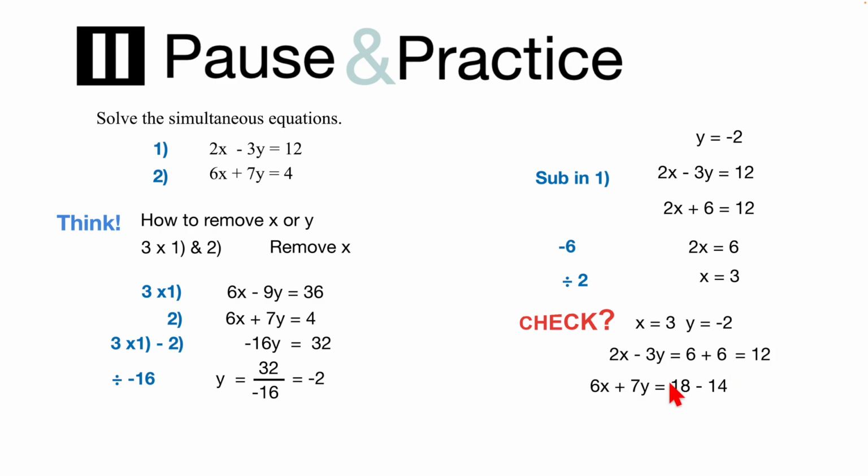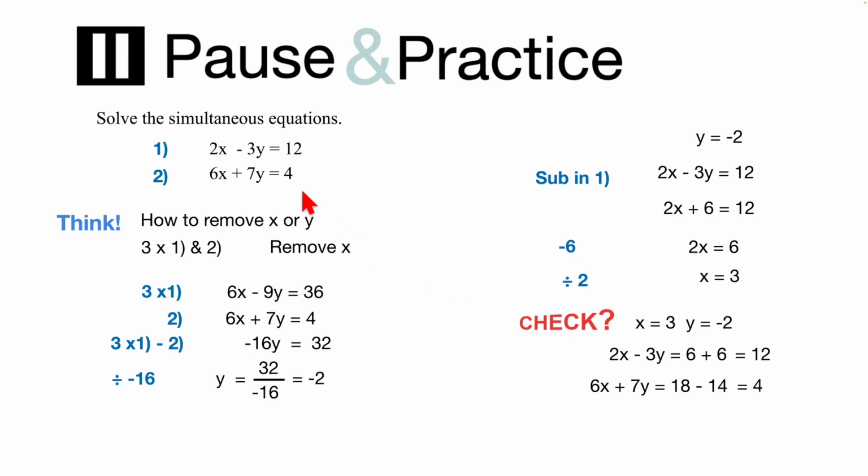Second equation, 6x, 6 times 3, so that's 18 plus 7 times minus 2. 7 times minus 2 is minus 14. So 18 minus 14 equals 4, which is what we want.